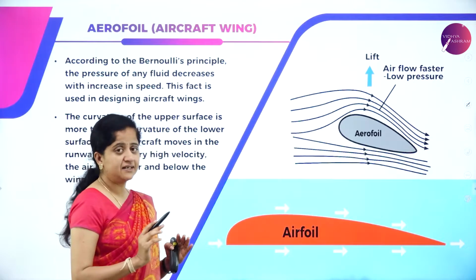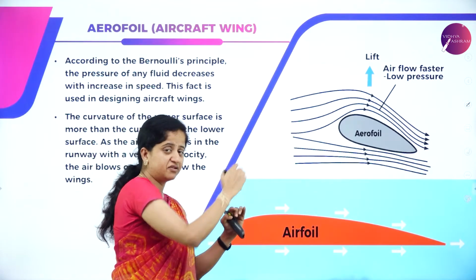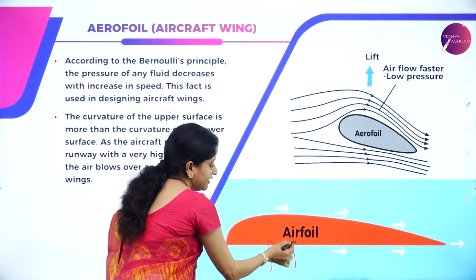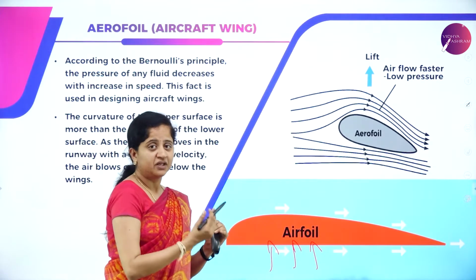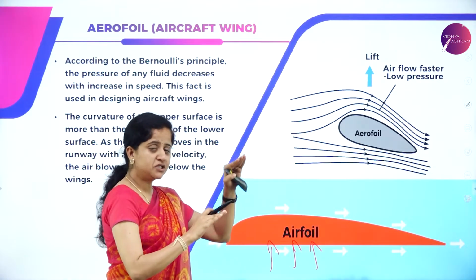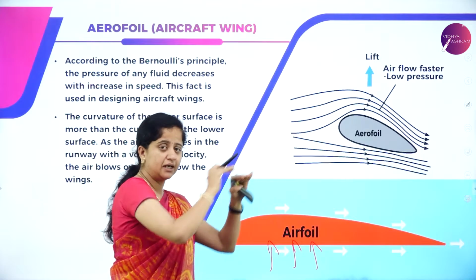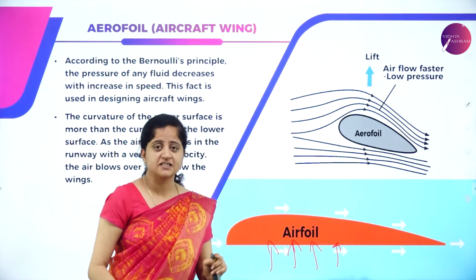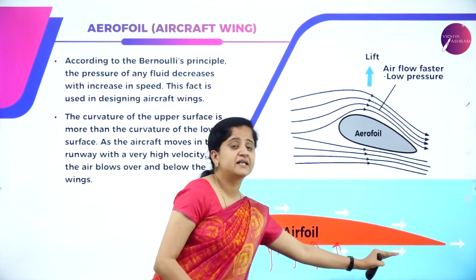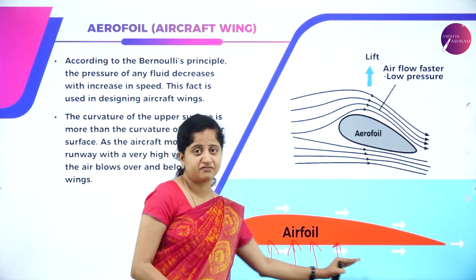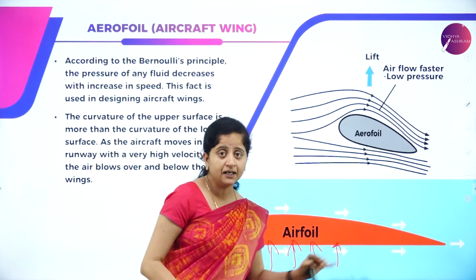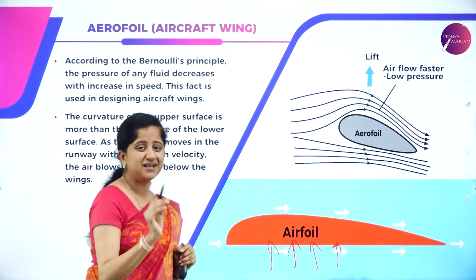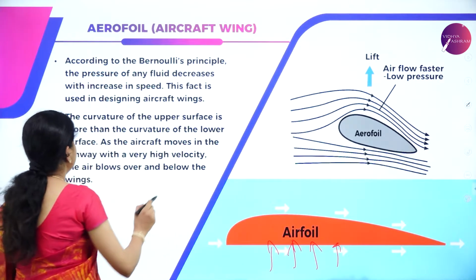Generally, we can understand that to lift the aircraft, the pressure at the bottom surface must be more. If there is pressure, it pushes the object to a higher level. So the pressure must be high at the lower surface, which means the velocity of air is lesser at the lower surface, but higher at the upper surface. This is the basic understanding. So let us study about this.